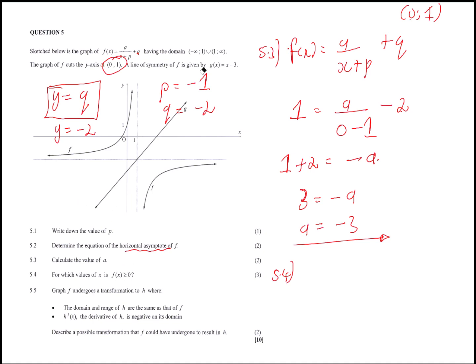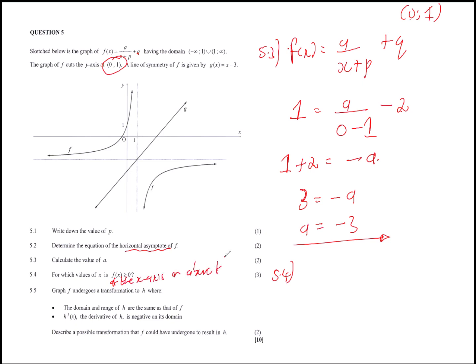Now let's interpret this. What does this mean? It means where is our graph of f at the x-axis or above the x-axis. So the meaning of this is we are looking for where the graph of f is exactly at the x-axis or above the x-axis.